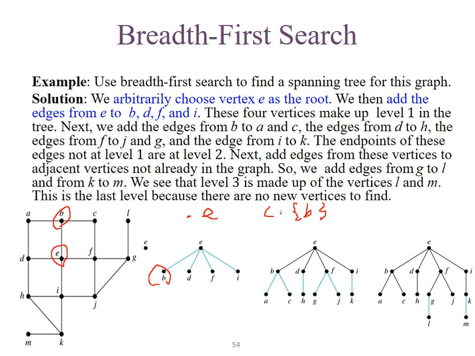Okay, and then we also have the vertex D. So we add D into the list L, and then add the edge ED to the tree, and then F and I. Okay, so now in our list, we have B, D, F, I, and then we create the tree with these four vertices.